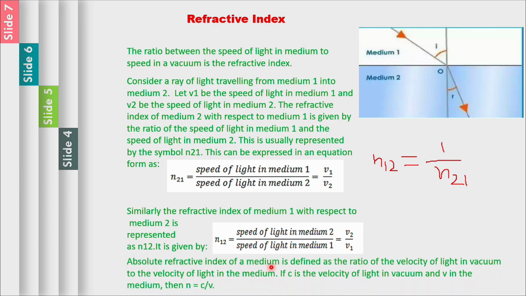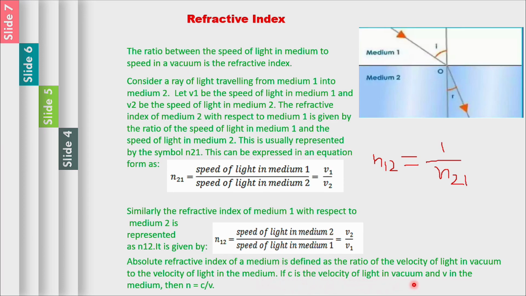Next. The absolute refractive index of a medium is defined as the ratio of the velocity of the light in vacuum to the velocity of the light in the medium. This absolute refractive index is always taken with respect to the speed of light in air or vacuum.